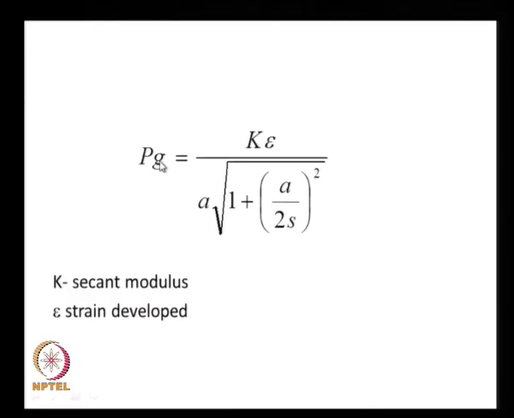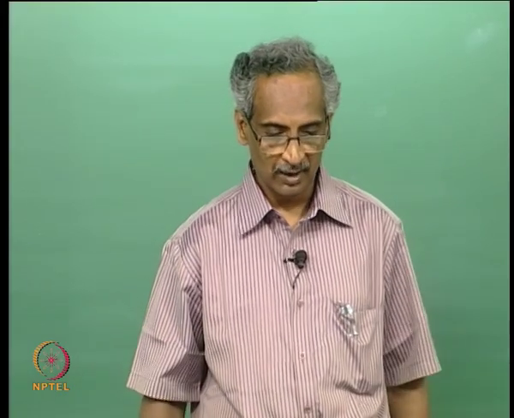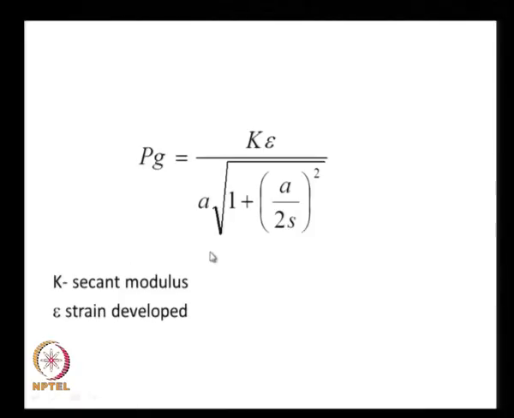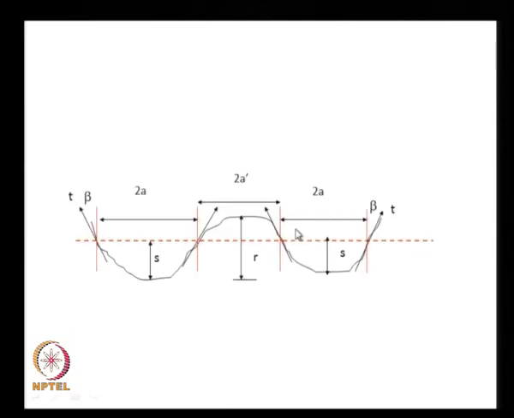Pg, the membrane support, is related to the strain that is developed and the secant modulus, and the strain developed is also a function of several other factors that we will see in a minute. The Pg is written as k times epsilon by a times square root of 1 plus a by 2s, squared, where s is the settlement below the wheels, and a and a prime are the chord lengths of the surface ruttings.